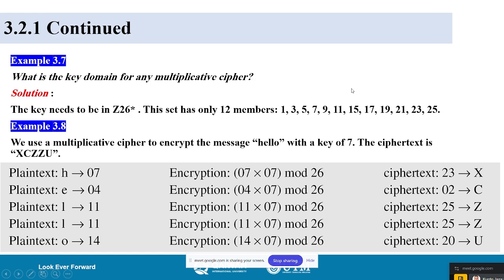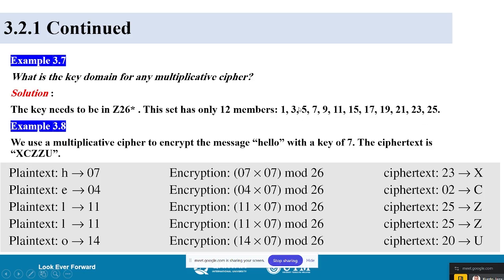But for example, 11 is not divisible by 7, so it is not a prime for this set. So what you need to know is that Z26 asterisk has these 12 members.